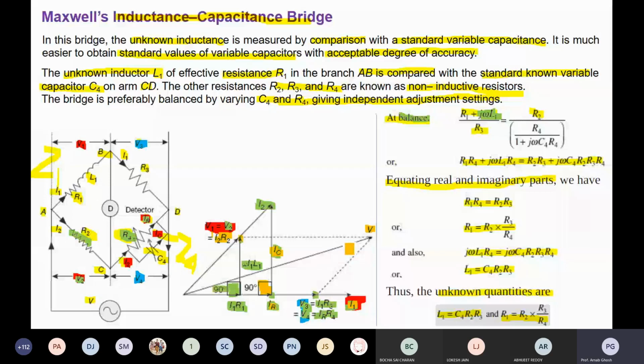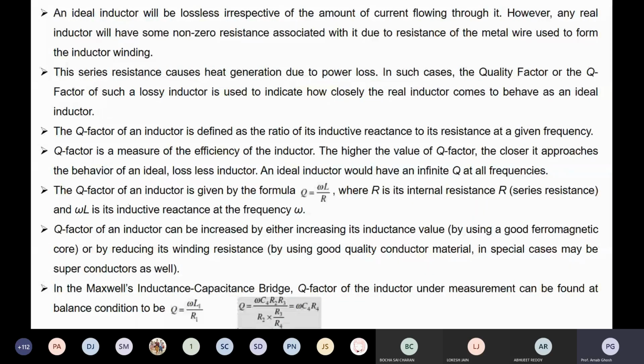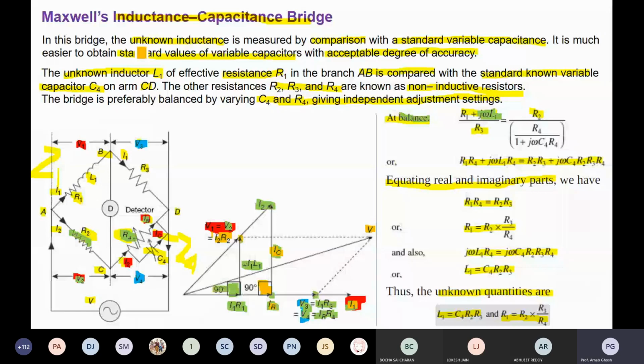After that, what are the most important factors over there? You can think about an ideal inductor, which I have already told you about. What do you mean by an ideal inductor? It will be lossless irrespective of the amount of current flowing through it. Definitely there will be no loss, which means there will be no term of R1. The equivalent series resistance R1 will be 0 in the case of an ideal inductor. If L1 is ideal, there will be no value of R1. So if R1 is 0, it will start directly from there.